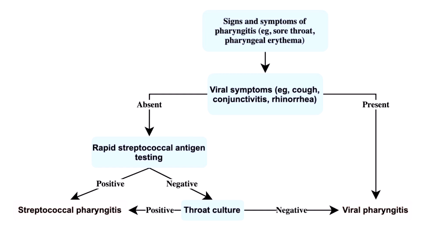When a child presents with signs and symptoms of pharyngitis, such as a sore throat or pharyngeal erythema, clinicians should first assess the child for the presence of viral symptoms, such as cough, conjunctivitis, or rhinorrhea. If viral symptoms are present, clinicians should assume viral pharyngitis and should not perform any further testing. If viral symptoms are absent, on the other hand, the clinician should order a rapid strep antigen test to assess for potential strep pharyngitis. If the test comes back positive, it's likely strep pharyngitis.